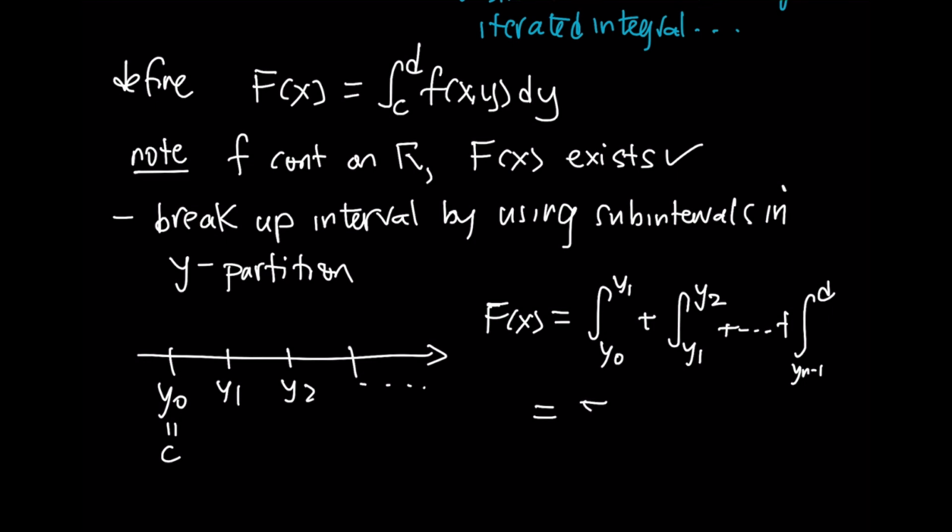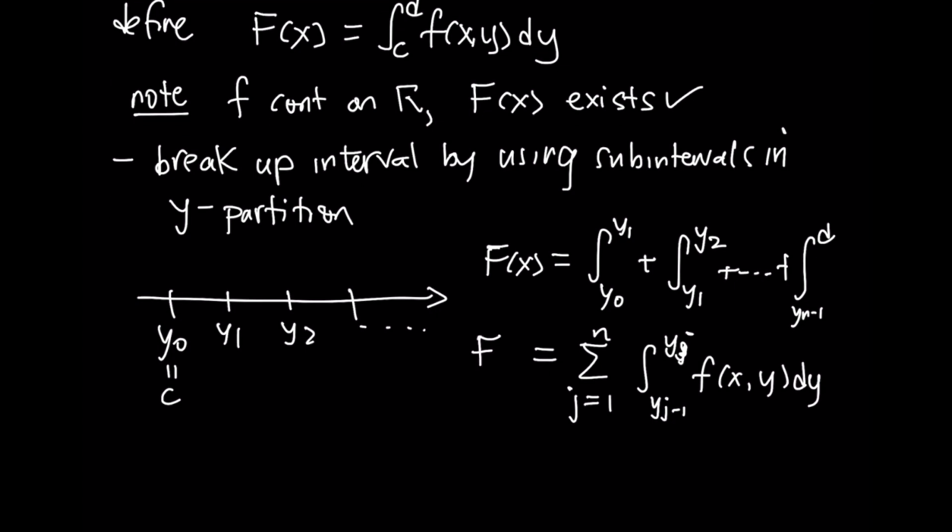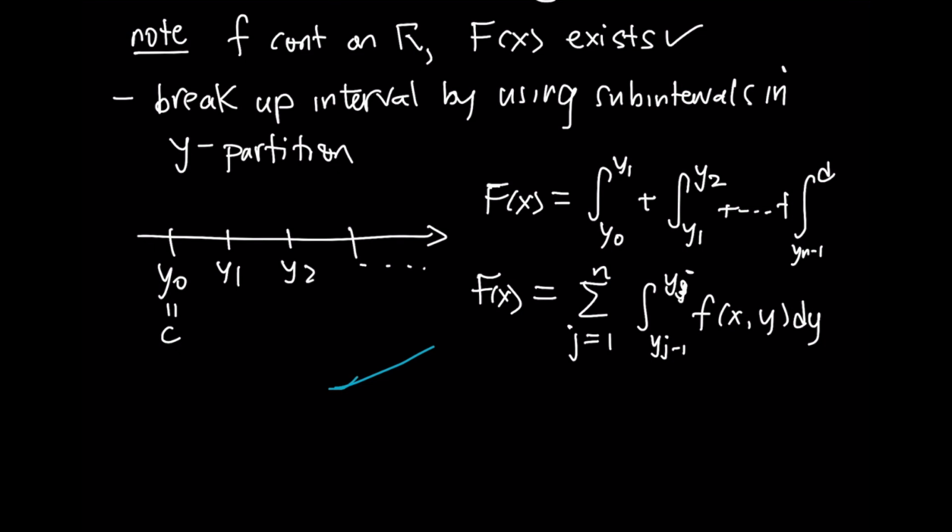I'll be able to write this as a sum where j equals 1 to n of an integral from yj minus 1 to yj of f of x and y dy. So this is one way for me to represent this particular function.